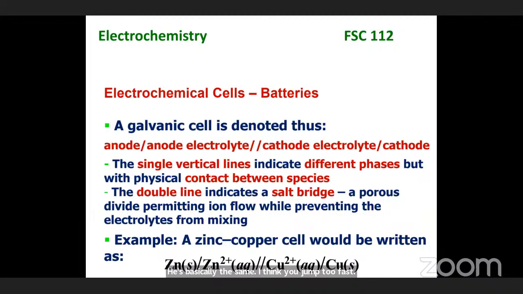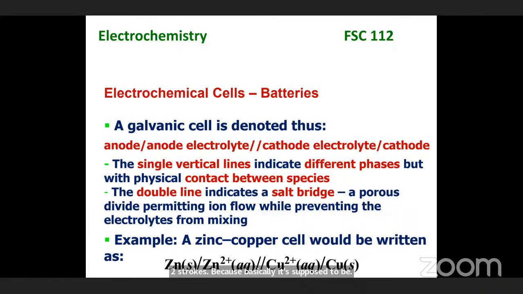So the Zn2+ aqueous. Okay, so aqueous is used to represent liquid and molten. The molten state and liquid state are both represented with AQ, aqueous. Then you have the double slash, which represents the salt bridge. You can see the salt bridge is not written. It's just represented by 2 strokes because basically it's supposed to be neutral. It doesn't participate. It's just a conduit that will allow ions flow.